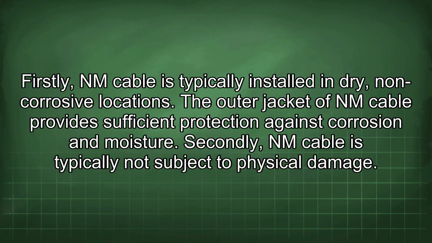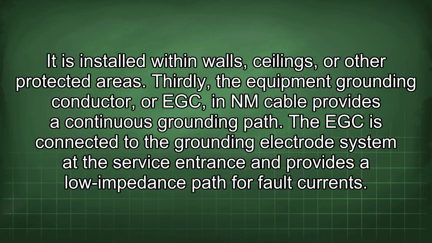Firstly, NM cable is typically installed in dry, non-corrosive locations. The outer jacket of NM cable provides sufficient protection against corrosion and moisture. Secondly, NM cable is typically not subject to physical damage. It is installed within walls, ceilings, or other protected areas.